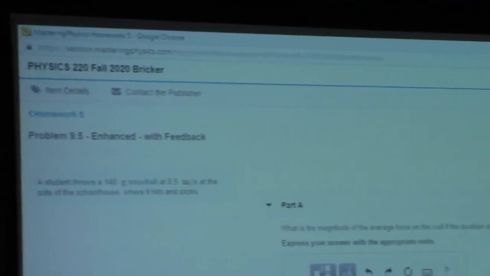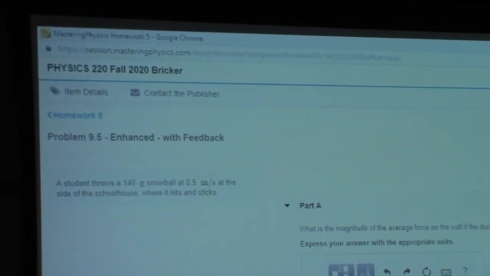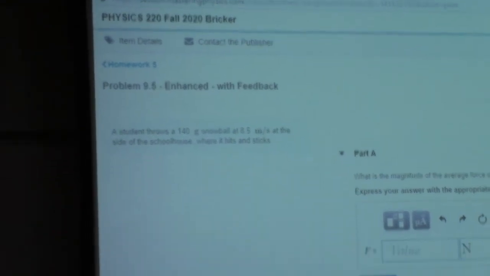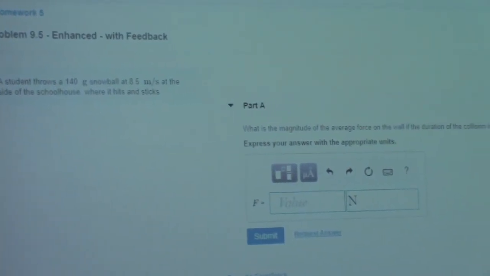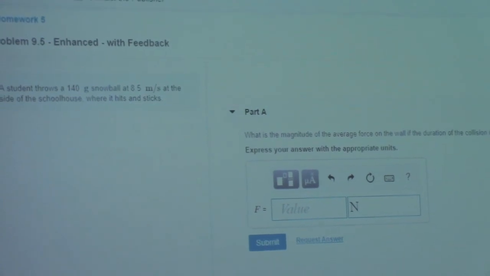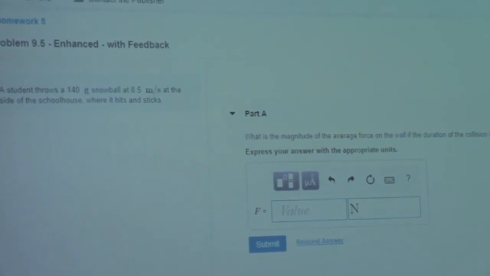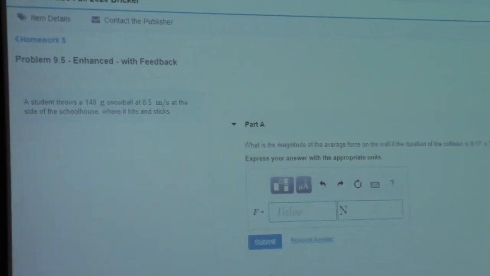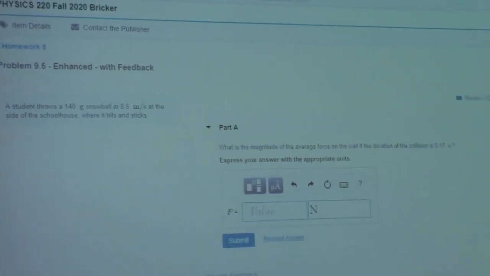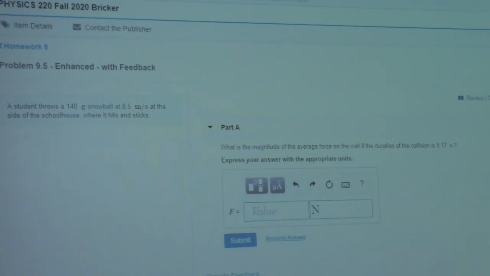And this is one of them from homework 5. So if you log into Brightspace, look at Mastering Physics, you see homework 5 is due next Wednesday. Homework 6 is due the Wednesday after that. Homework 7 is due the week after that. So they're all there for you. I don't like to do them too early. I don't want to put a lot of pressure on you. You have a lot of time to do these things.